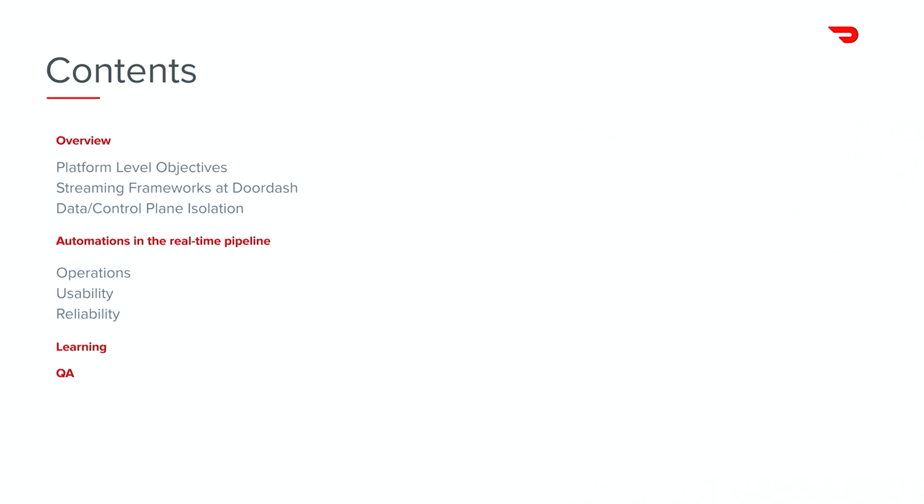So today our presentation will be divided into the following sections. First, we'll talk about our objectives. We will give you an overview of the frameworks we use at DoorDash. And we'll also talk about the data control plane isolation we have achieved and are working towards, and then go into the automations in place. So we have automations for operations, usability, and reliability.